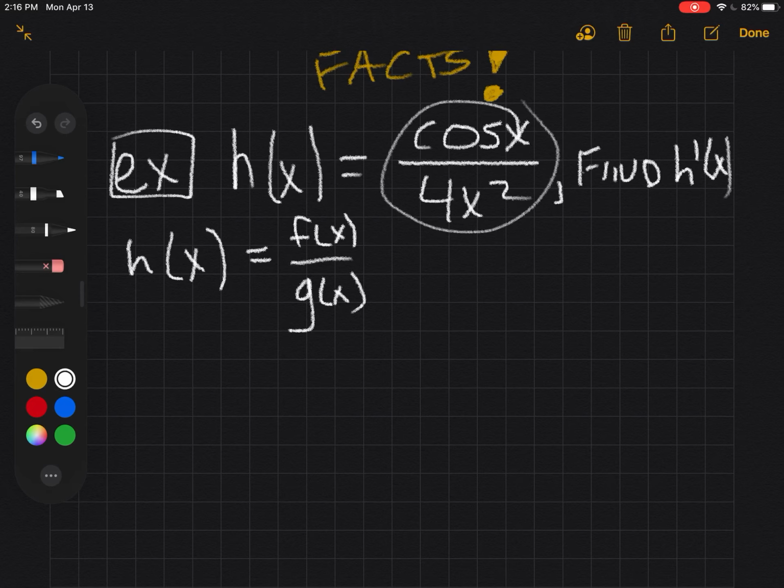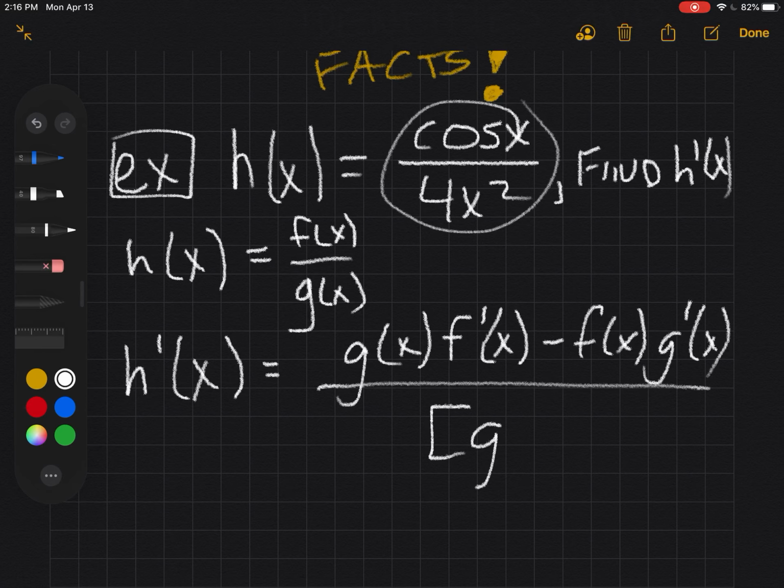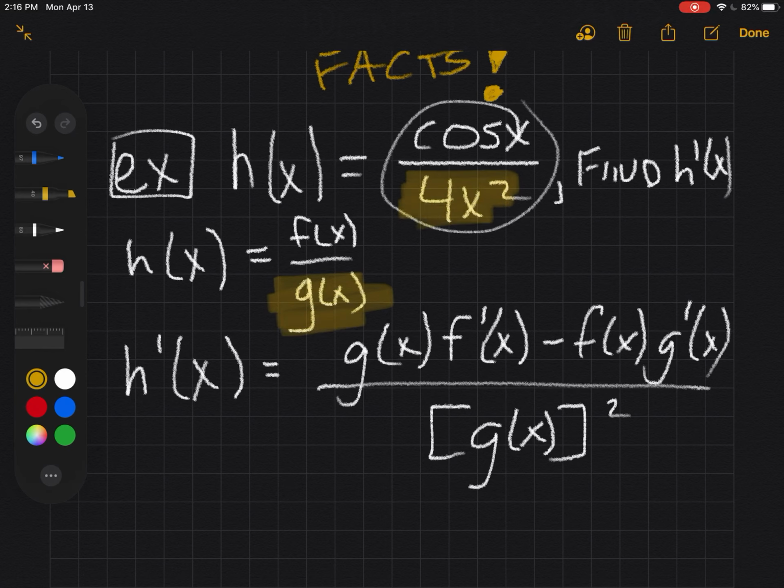Okay, so I found it here. So here's our quotient rule. If I have a function h of x, and that is f of x over g of x, right? I have a function divided by another function. Then h prime of x equals g of x times f prime of x minus f of x times g prime of x, all divided by, if I take that whole function, everything in the denominator, and square it.